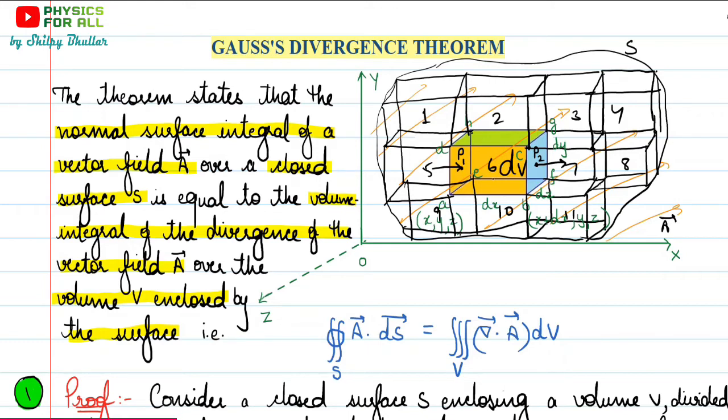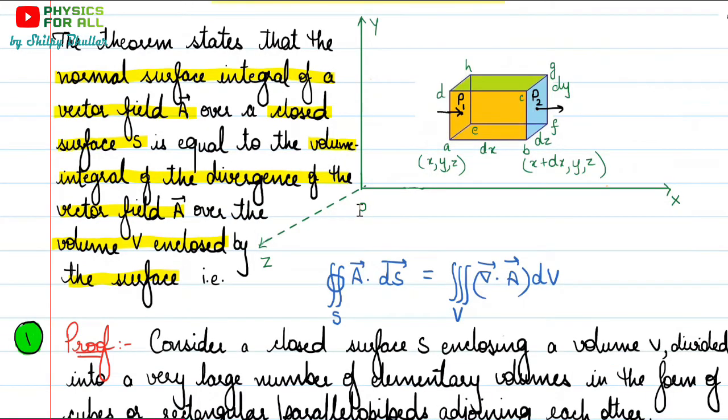So the vector field is spread. We have considered some closed surface S, which is enclosing some bigger volume V. Then we have divided that volume into a large number of small volumes. And then for the solution, we would pick a particular volume. Okay. Now let's talk about that particular small volume dV that we have chosen.